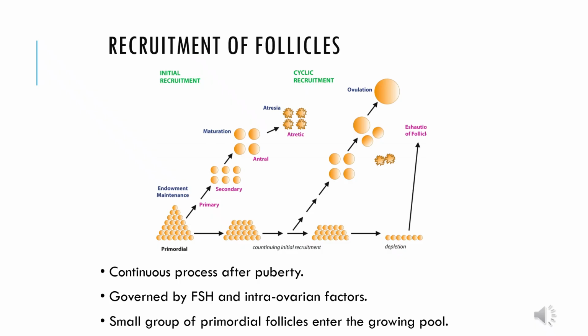After puberty, the recruitment of follicles is a continuous process. It is regulated by FSH and intraovarian growth factors. At each cycle, a small group of primordial follicles is selected to enter the growing pool. As you can see in this diagram, these recruited follicles start their journey toward maturity.